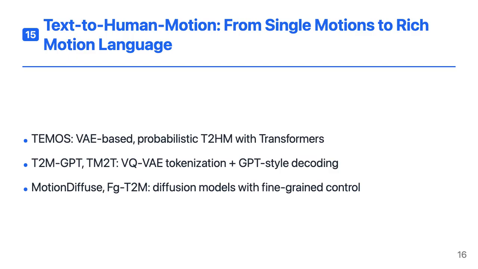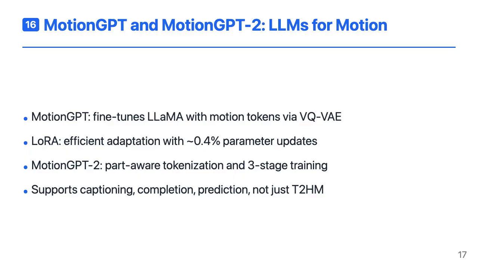Diffusion-based models like MotionDiffuse and FG-T2M push realism further by iteratively denoising motion sequences while also supporting fine-grained control over body parts and time-varying text prompts. MotionGPT takes the LLM paradigm directly into motion. It uses a VQ-VAE to convert continuous motion into discrete tokens, then fine-tunes a language model like Llama using LoRA, which updates only a tiny fraction of parameters. This lets the LLM understand and generate motion sequences conditioned on text, keyframes, or initial poses.